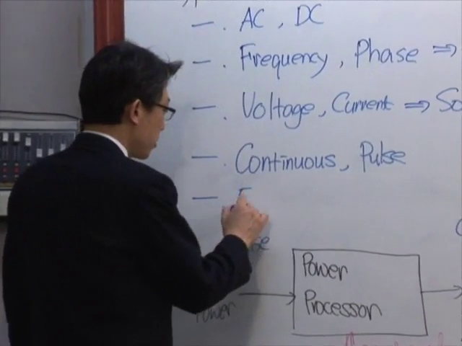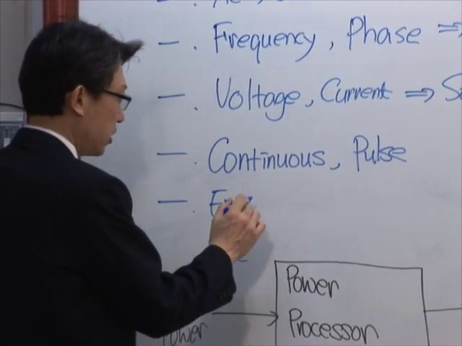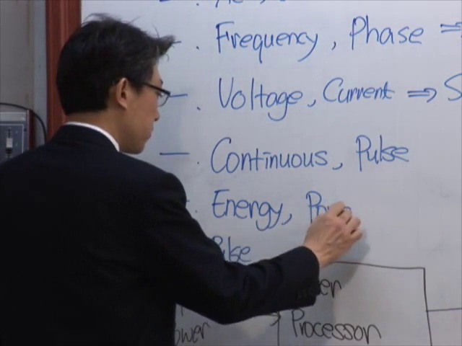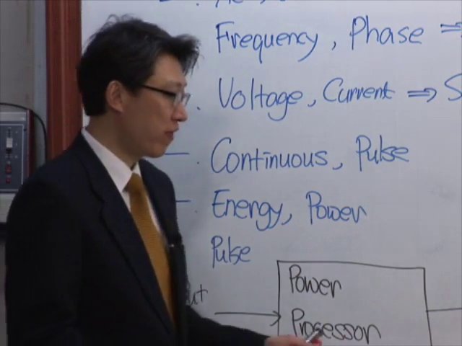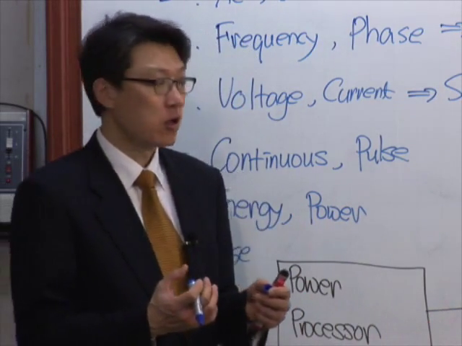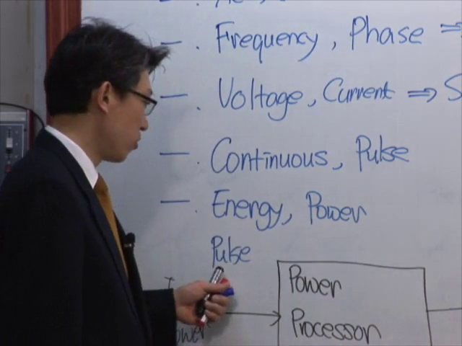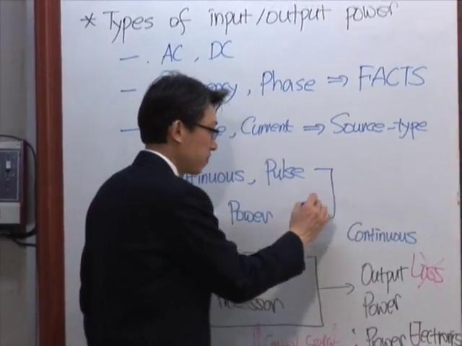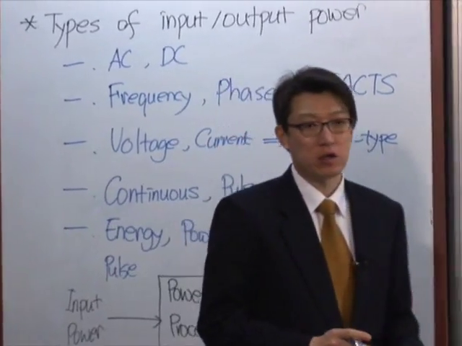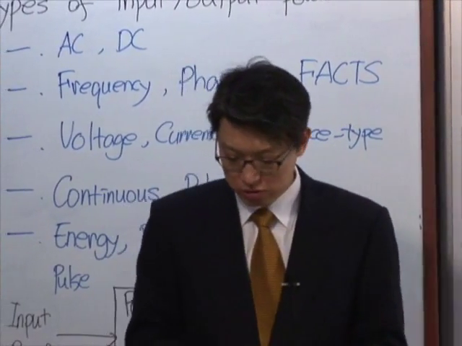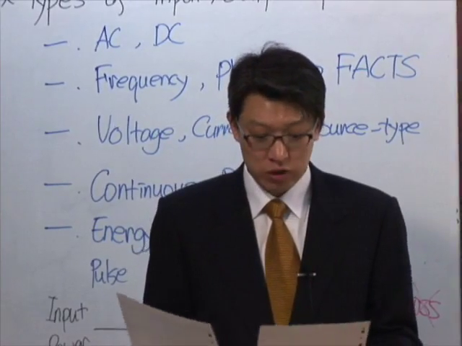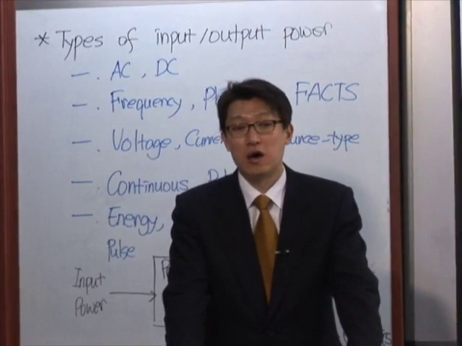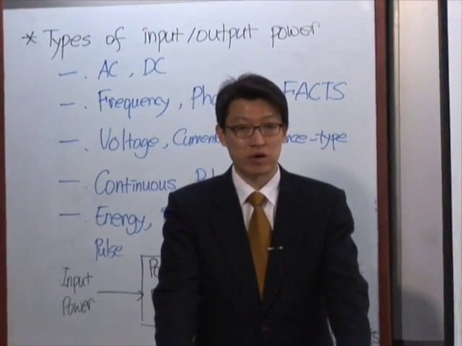And the last point is similar to continuous and pulse, but it's the form of energy and power. Sometimes we like to provide power in terms of energy, and sometimes we get the power in the form of energy. So this is quite similar, and these are all handled by power electronics. Okay. If you learn more about power electronics, you will understand that we have huge numbers of examples around our everyday life.